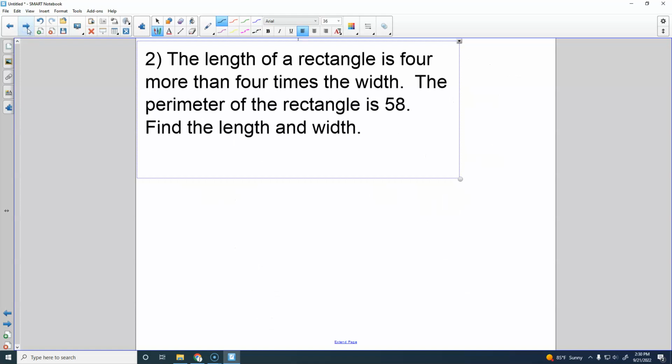All right, let's try another one. The length of a rectangle is 4 more than 4 times the width. The perimeter is 58. Find the length and width. So, let's draw our rectangle here.